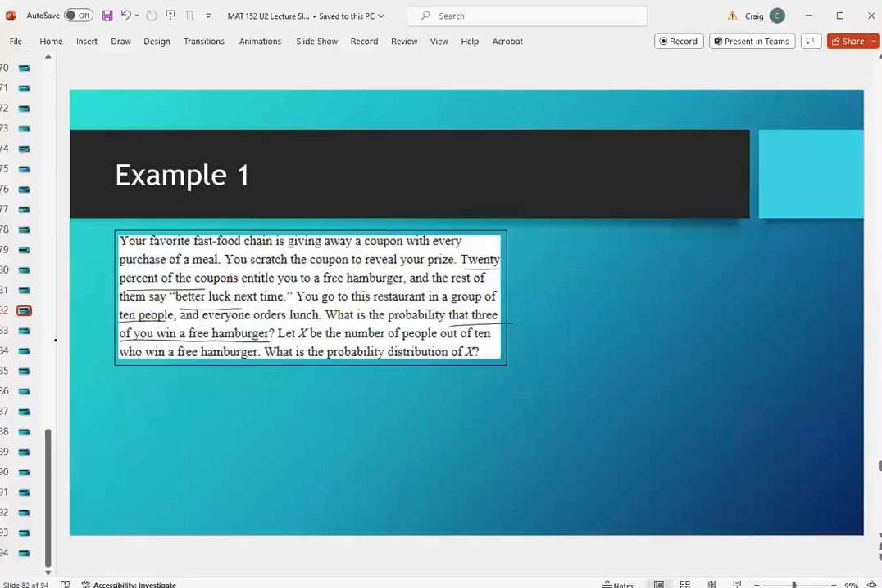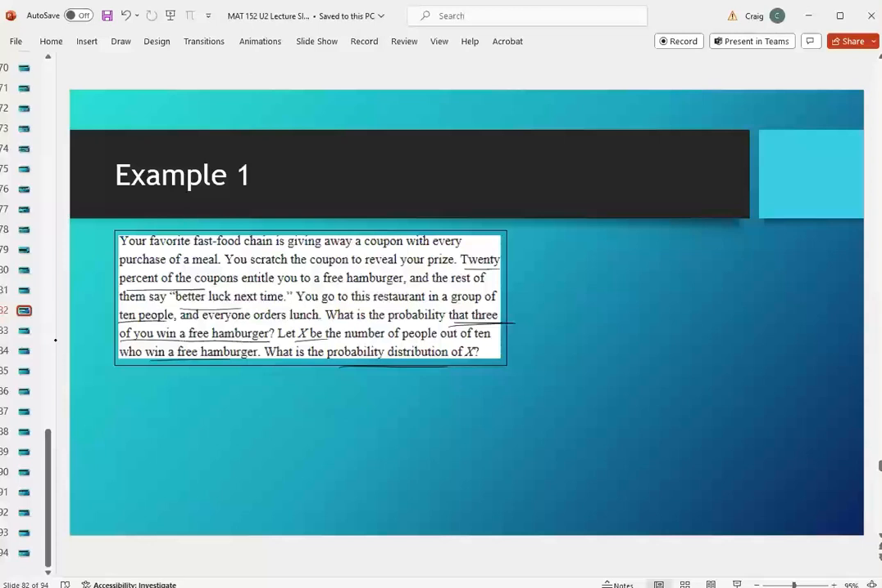The probability, here we want to find the probability that 3 win. And so we're not going to exactly do it like I said. I just wanted you to intuitively think about it. We're going to let X be the number of people who win a free hamburger, and we want to find the probability distribution of X. Well, we can determine the probabilities for each of these possible outcomes.